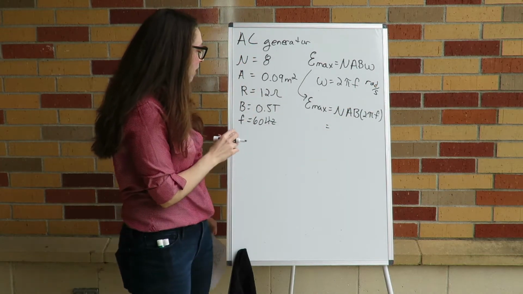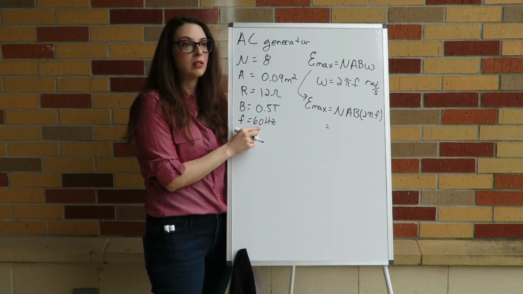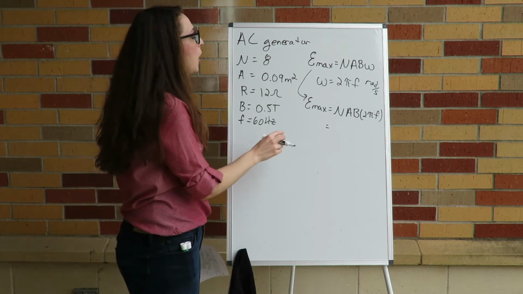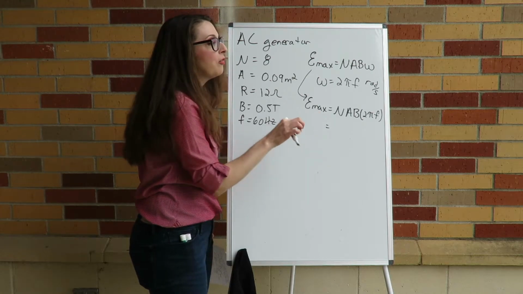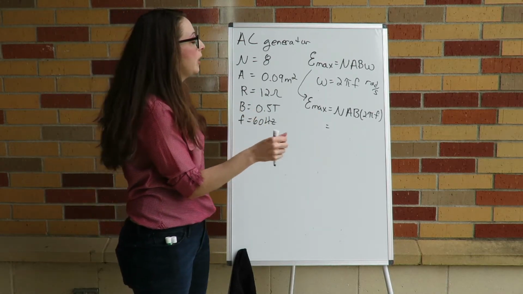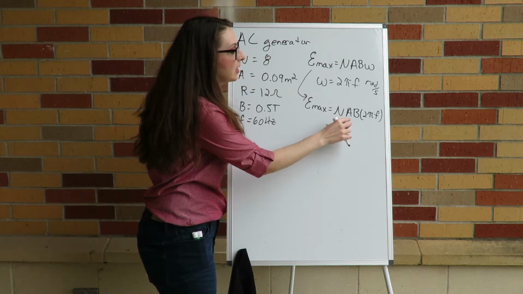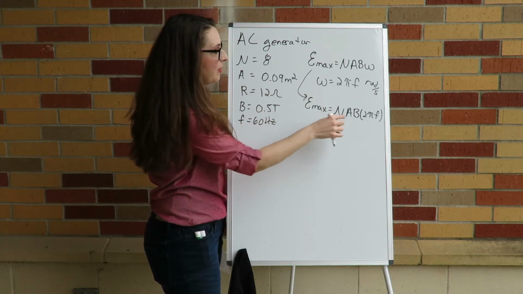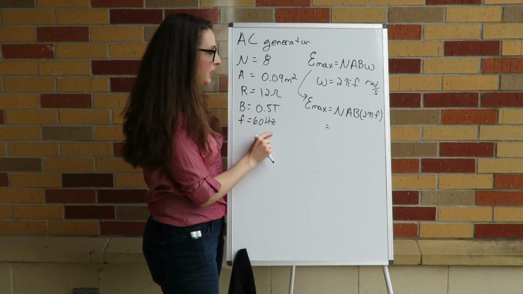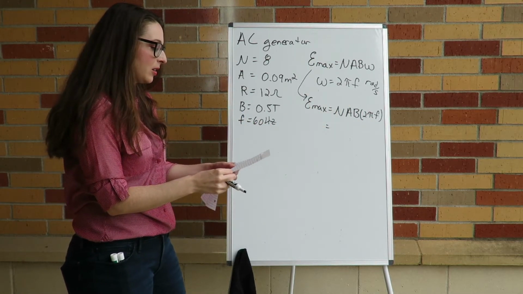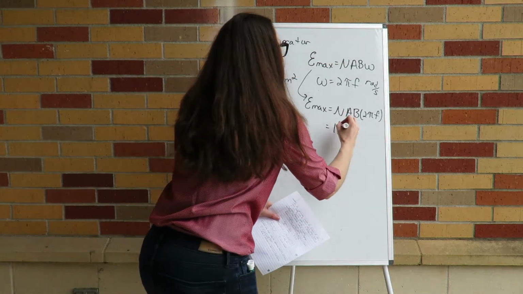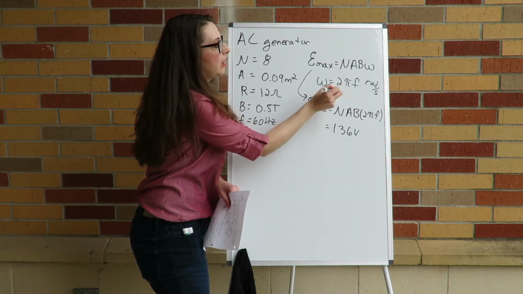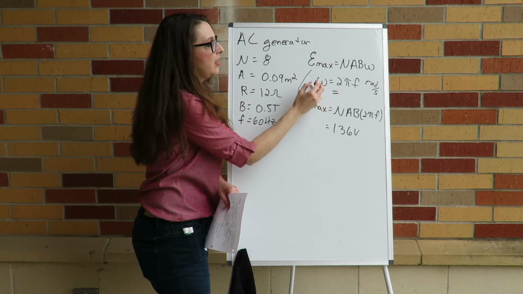While this frequency has just units of hertz, or an inverse second, 1 over a second. So our maximum EMF that we can generate with this alternating current generator is going to be 8 times 0.09 meters squared times 0.5 Tesla times 2 pi times 60 hertz. And then that's going to give us 136 volts.